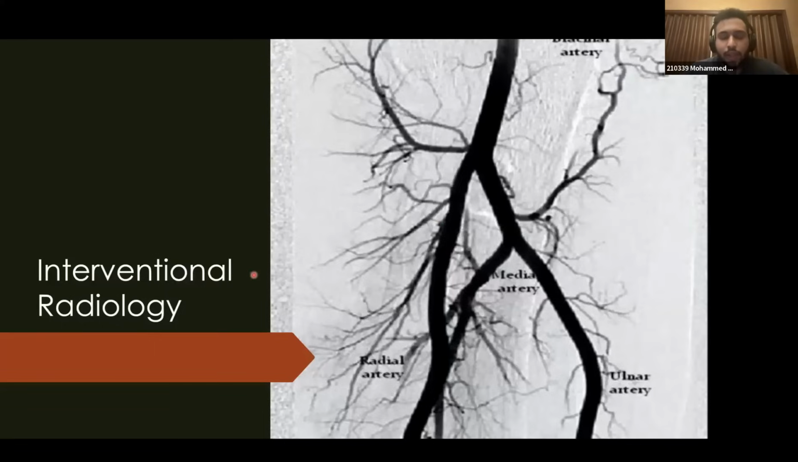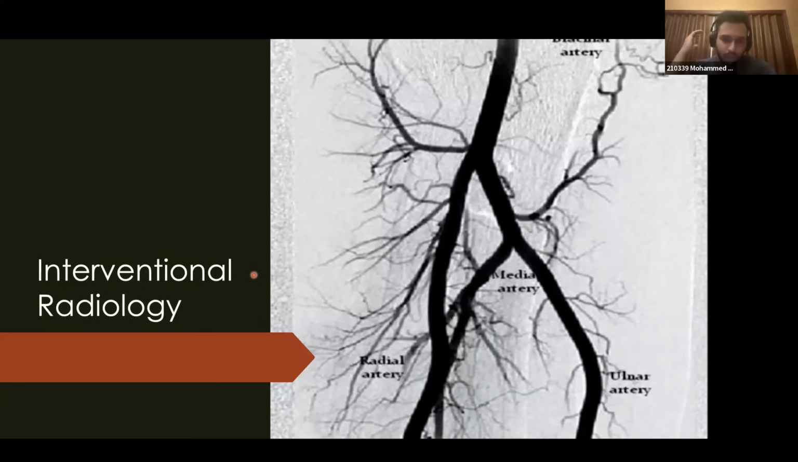Perfect. Now the very last lecture, which is interventional radiology. It's not that complicated. Basically, the whole point of this lecture is that now you have a patient who has a certain disease. You can do 2 things at once with interventional radiology: you can both diagnose the patient and treat, at the same time. That's the whole point of this lecture.